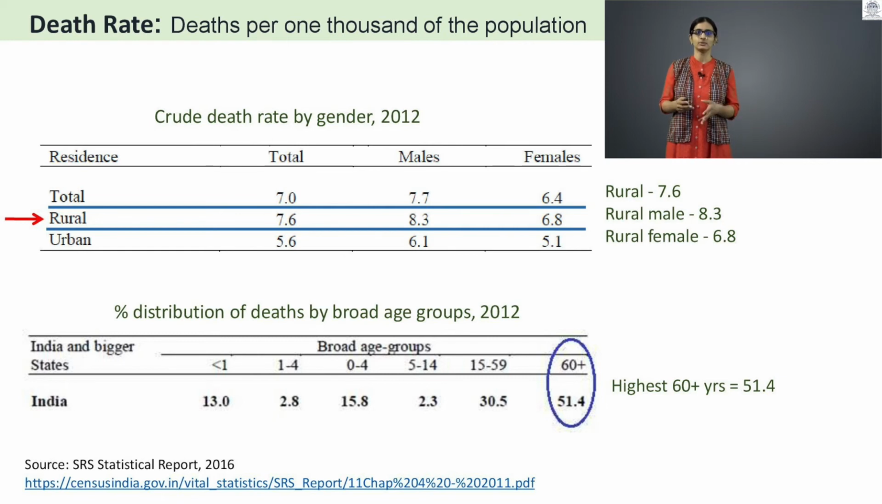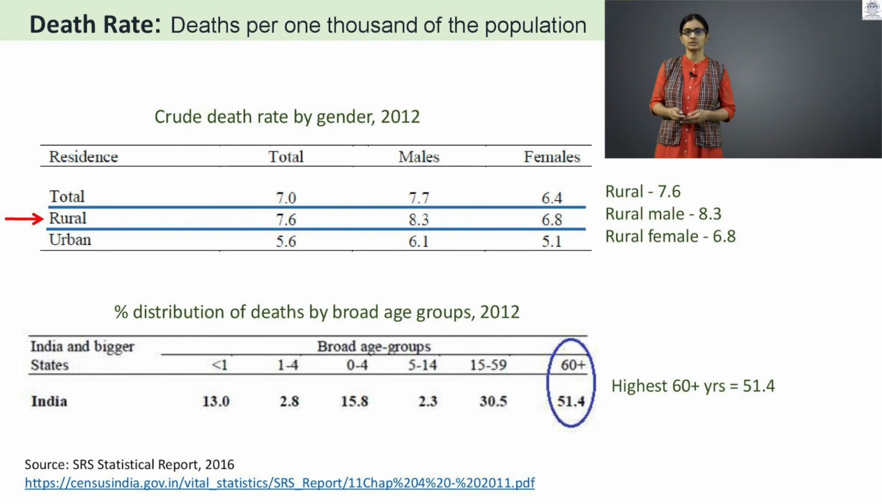The given tables depict the death rate by gender and across rural and urban areas. The reference is to the year 2012. We see that in rural India, death rate at 7.6 is higher than national and urban death rates. And if we also look at the gender wise distribution of this, the death rate among males is higher at 8.3 and for females it was 6.8.